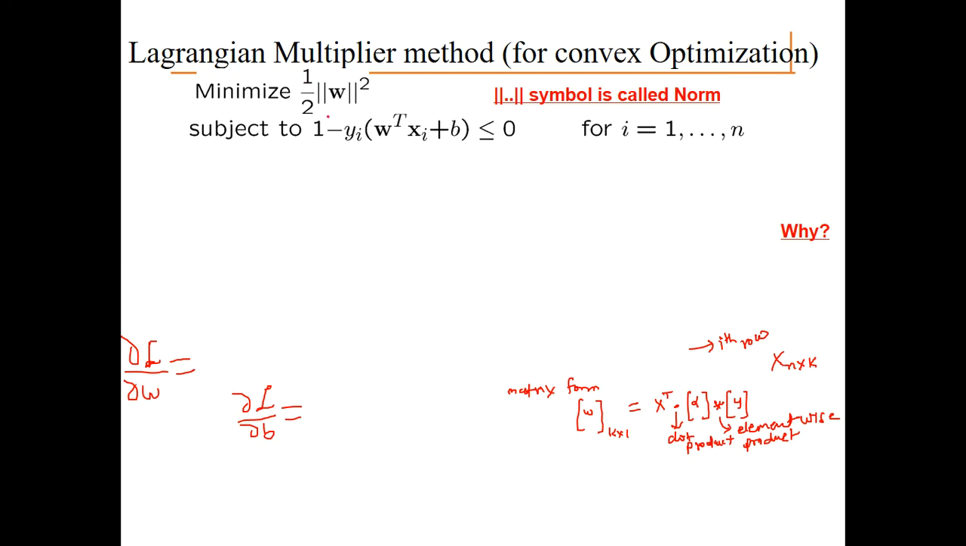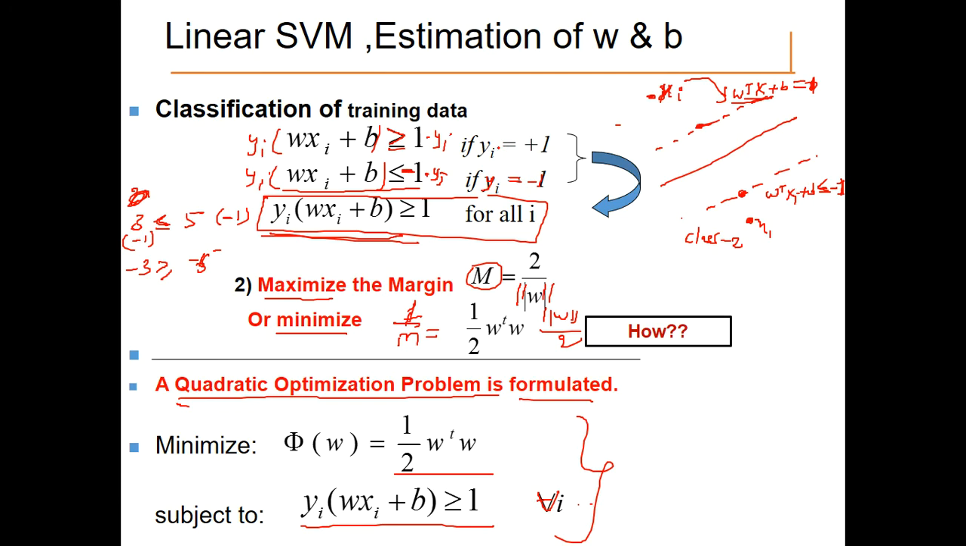So we need to minimize this quantity subjected to the constraints like this. This constraint came from here. So if you take minus on both sides, this can be written as 1 minus yi (w xi plus b) less than or equal to 0.